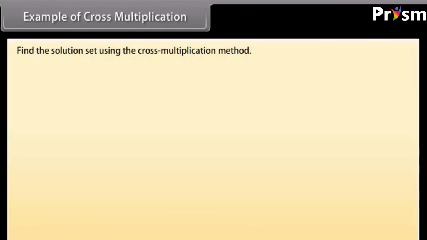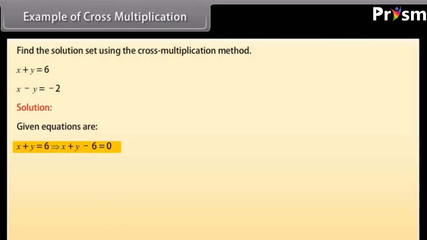Example of cross multiplication. Find the solution set using the cross multiplication method. x plus y is equal to 6. x minus y is equal to minus 2. Solution. Given equations are x plus y is equal to 6. x plus y minus 6 is equal to 0.